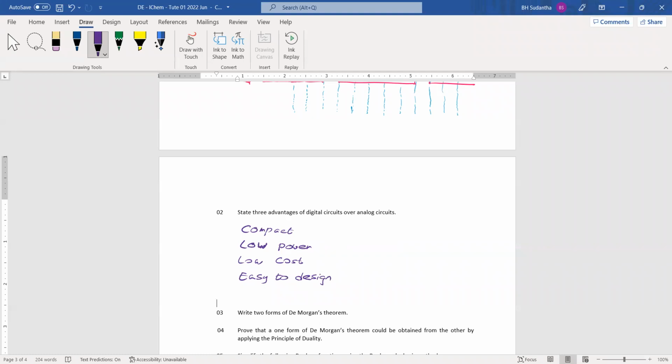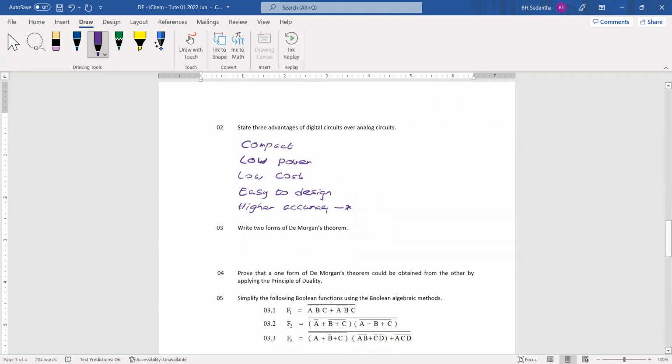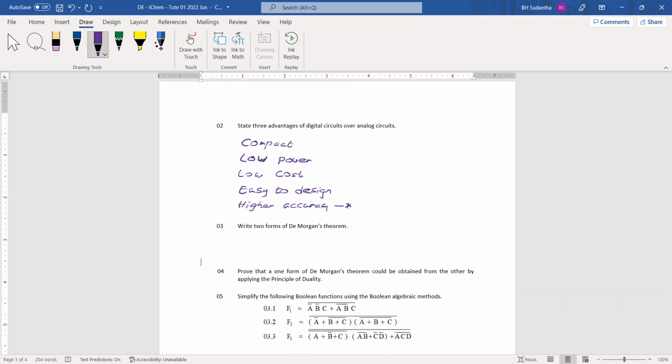Design, and this is for some circuits this might not be true, but someone, the high accuracy may be there. Okay, this is not a big one.